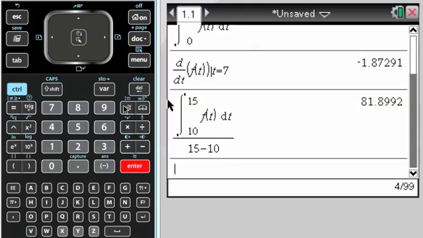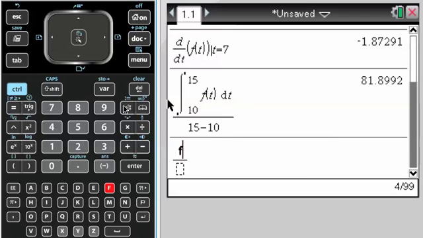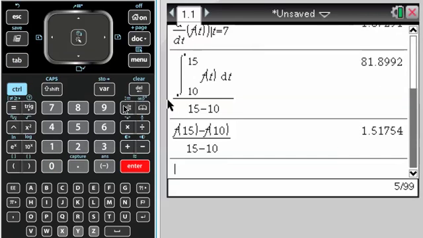Next question is average rate of change. So they're trying to see if you know the difference between average value and average rate of change. That's actually just algebra 1 slope of this function. So that's going to be f of 15 minus f of 10, and it's much faster on the calculator to use the var key to access that. And then divided by 15 minus 10. So 1.518.